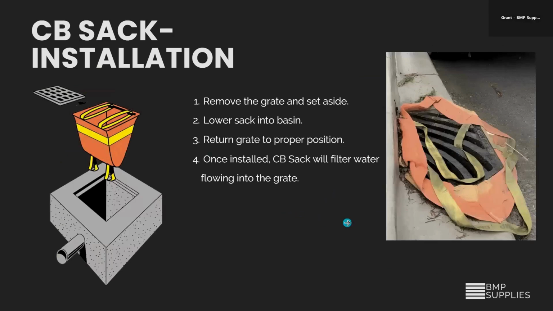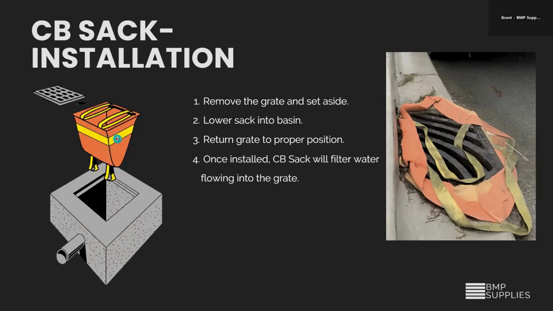The next product we have is a CB sack, or a catch basin sack. This is pretty self-explanatory. You just pull off your grate, you put in the sack. There's some extra material that goes around the opening of the inlet, and then you simply put your grate back on and secure it in. You're probably wondering what these straps are for. Obviously this filters out the sediment. It's kind of like a big coffee filter, if you will.